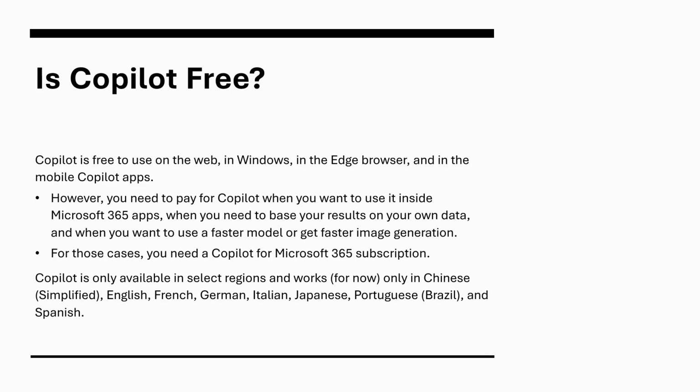Copilot is free to use on the web, in Windows, in the Edge browser, and in the mobile Copilot apps. However, you need to pay for Copilot when you want to use it inside the Microsoft 365 apps, when you need to base your results on your own data, and when you want to use a faster model or get faster image generation. For those cases, you need a Copilot for Microsoft 365 subscription.